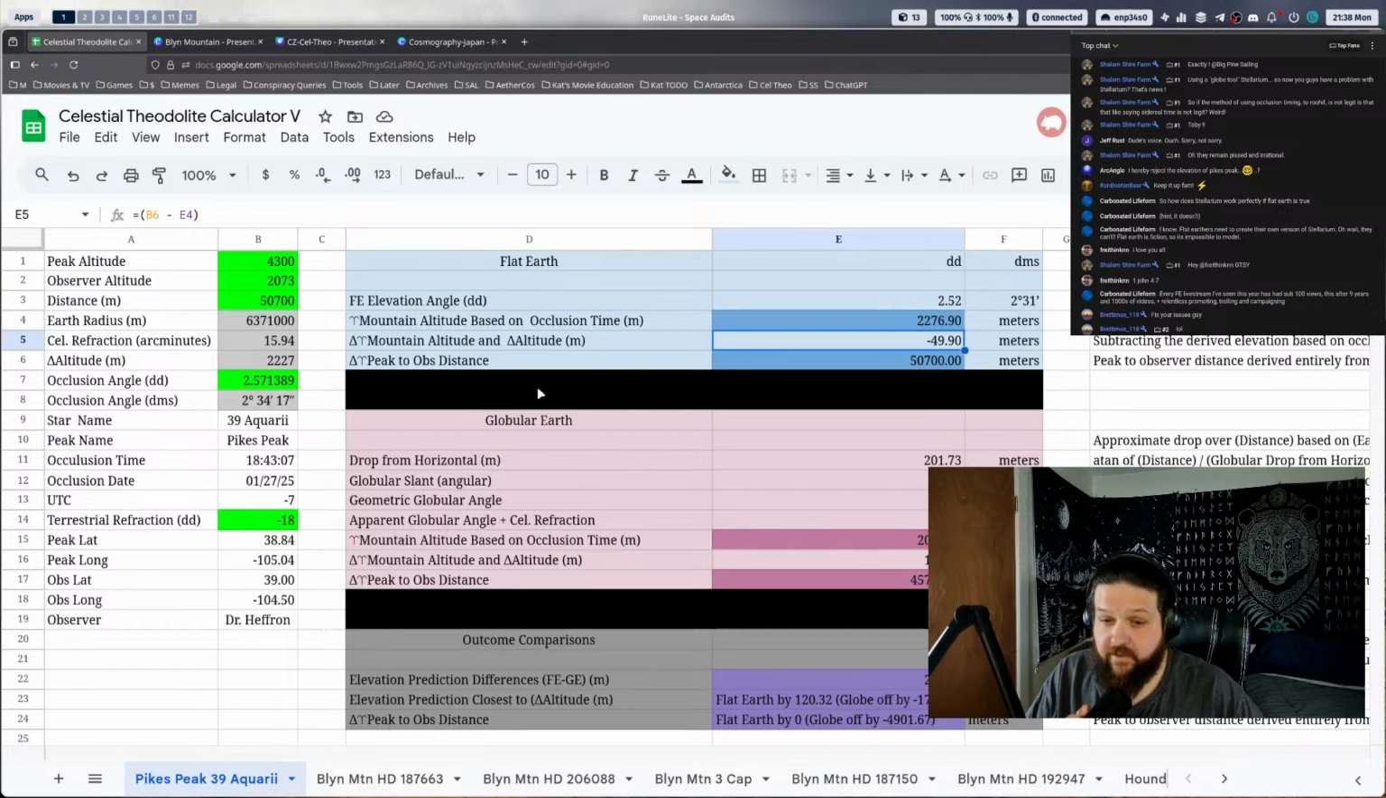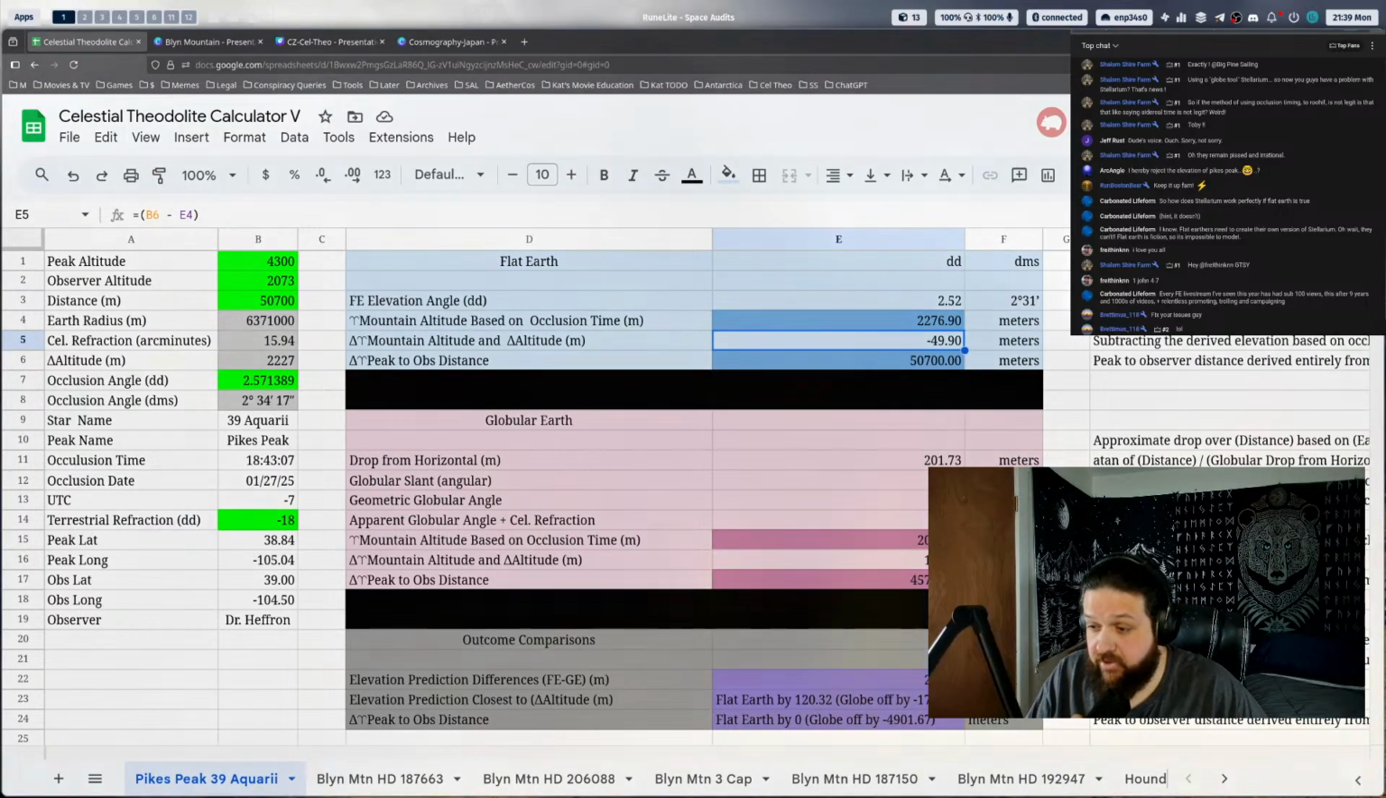Our math isn't off. The occlusion timing is what the occlusion timing is, and the elevation of the mountain is what the elevation of the mountain is. So when we backwards derive the elevation based off of the occlusion timing, it's going to be based off of that. We're 100% on always for the distance, and we're pretty close and closer than the globe on elevations.